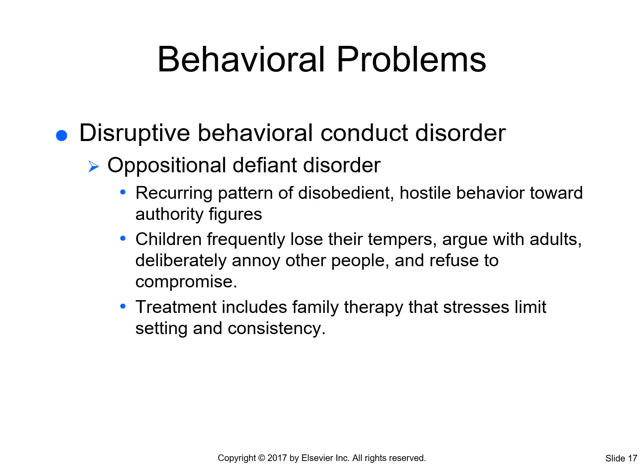And then under your disruptive behavioral conduct disorder is your oppositional defiant disorder. This is a recurring pattern of disobedient, hostile behavior toward authority figures. The child will usually or frequently lose their temper, argue with adults, deliberately annoy other people, and refuse to compromise. Treatment includes family therapy that stresses limit setting and consistency.